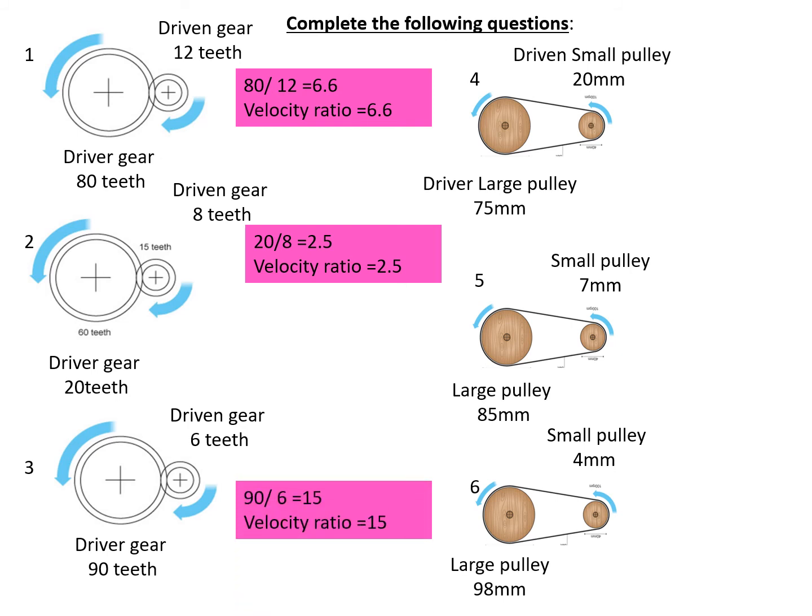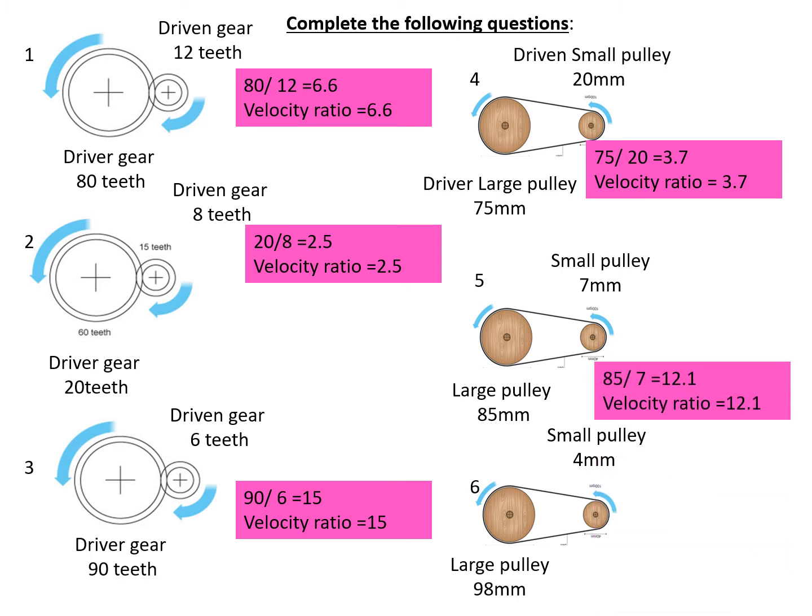Number 3, 90 divided by 6, 15. Number 4, 75 divided by 20, 3.7. Number 5, 85 divided by 7, 12.1. Number 6, 98 divided by 4, 24.5.